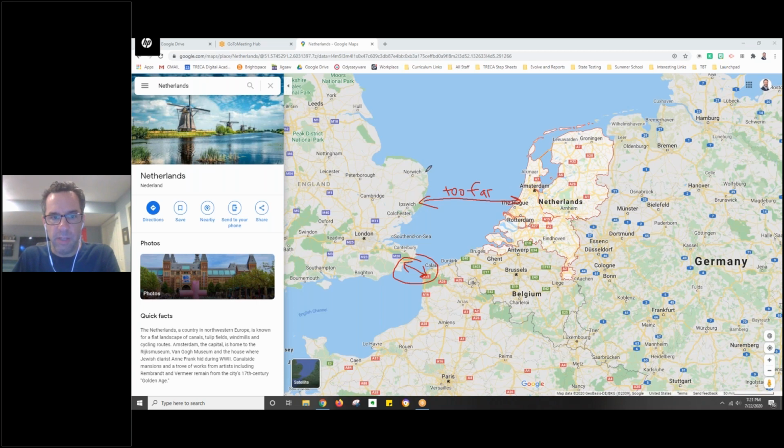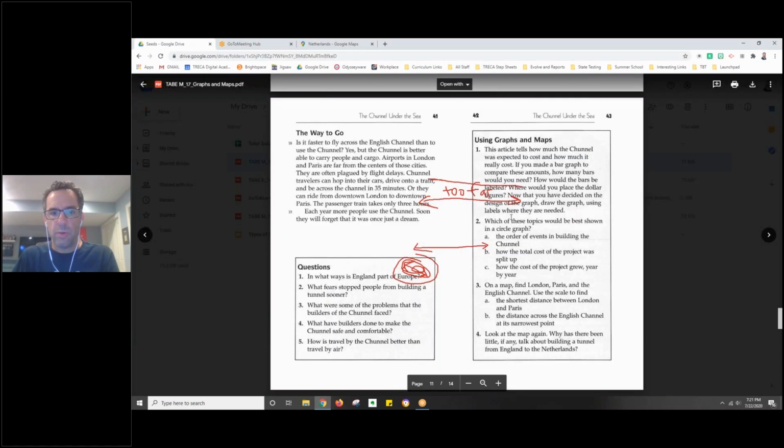Netherlands. You might even say that maybe this is closer here, or maybe here to here. That could be kind of closer, but not as close as this. I mean, this is way close, super close. So it's a good idea to do these. It's nice to go through and look at a map and see if you can figure it out.